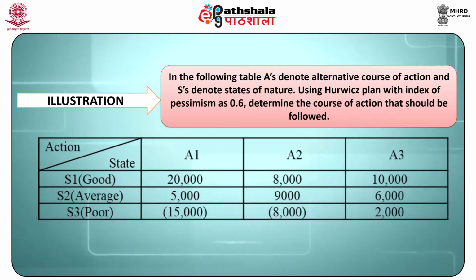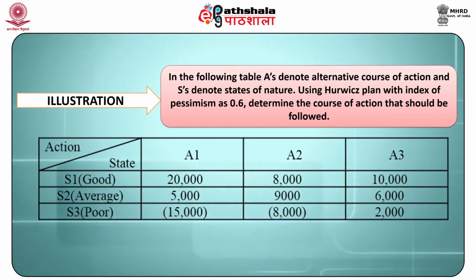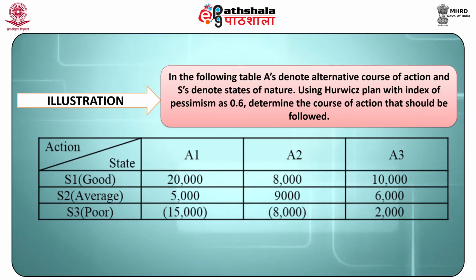Illustration: in the following table, A's denote alternative courses of action and S's denote states of nature. Using Hurwicz's plan with an index of pessimism of 0.6, determine the course of action that should be followed. Solution.